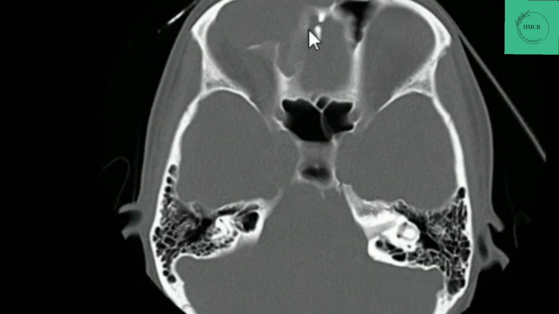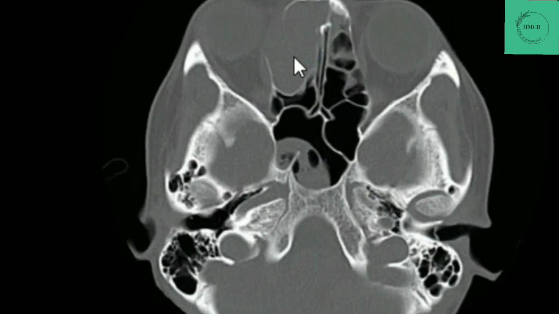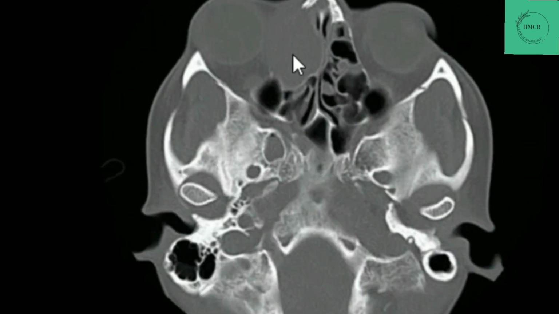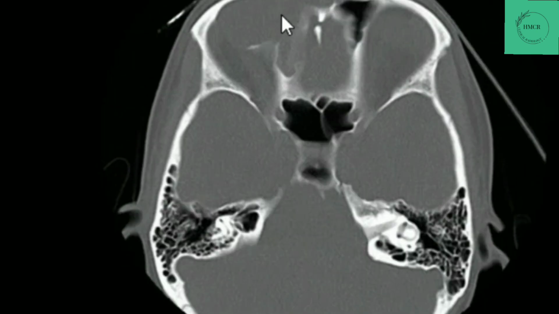So here we can see there is complete opacification of the right frontal sinus and anterior ethmoidal air cells. There is also expansion of the sinus cavity with thinning of its walls.